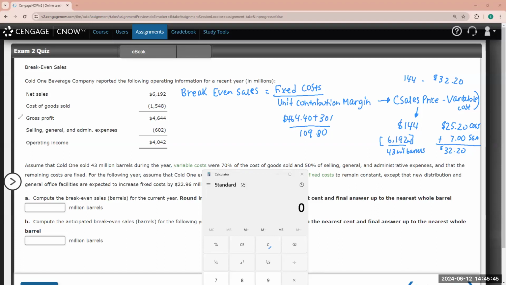301 plus the 464.40. That gives us a total of $765.40. So $765.40. And then we divide it by our unit contribution margin of $109.80.